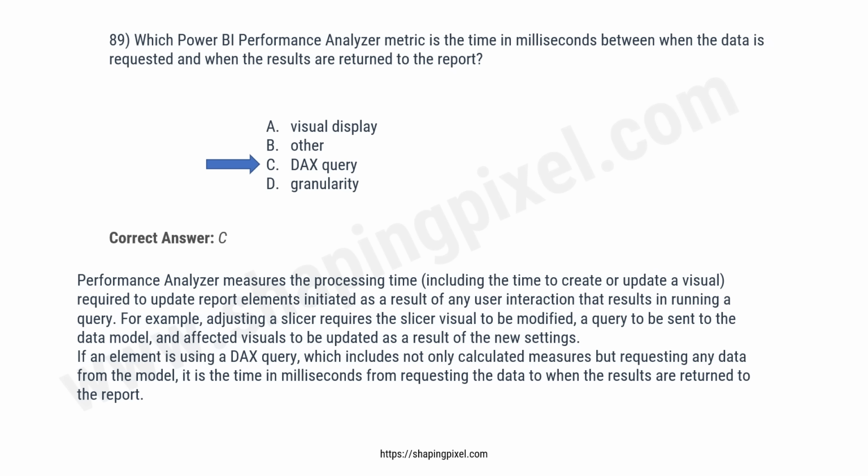Performance Analyzer measures the processing time, including the time to create or update a visual, required to update report elements initiated as a result of any user interaction that results in running a query. For example, adjusting a slicer requires the slicer visual to be modified, a query to be sent to the data model, and affected visuals to be updated as a result of the new settings. If an element is using a DAX query, which includes not only calculated measures but requesting any data from the model, it is the time in milliseconds from requesting the data to when the results are returned to the report.